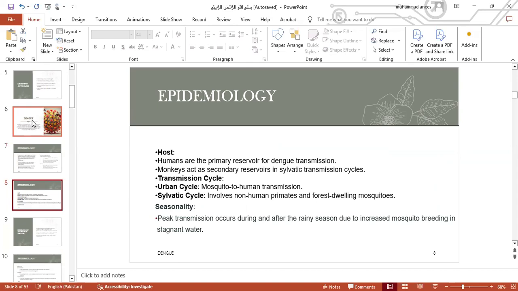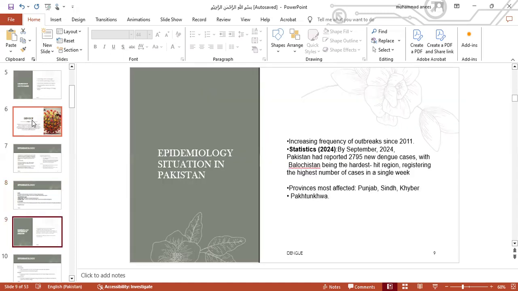In the urban cycle, mosquito to human transmission occurs, while the sylvatic cycle involves non-human primates and forest-dwelling mosquitoes. In Pakistan, the peak transmission occurs during and after the rainy season due to increased mosquito breeding in stagnant water. And what is the situation in Pakistan?